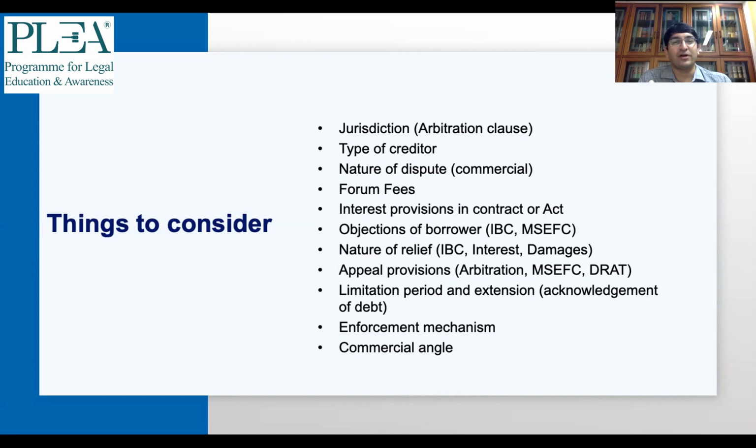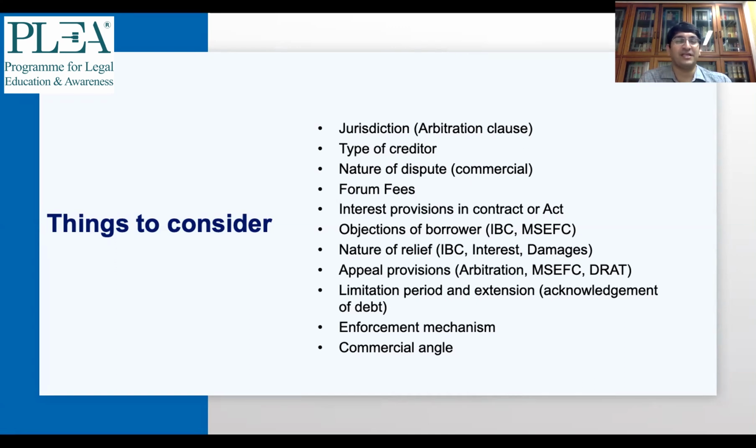Then interest, as I've already mentioned: whether there is an interest provision in the contract. Suppose there is no specific interest provision, then should you approach MSME, because it provides for statutory interest? So, like I said, interest again may be an important determining factor in which forum to approach. Even the objections of the buyer: like I said, if it is disputed, approaching the NCLT through IBC may not be the right forum for you.